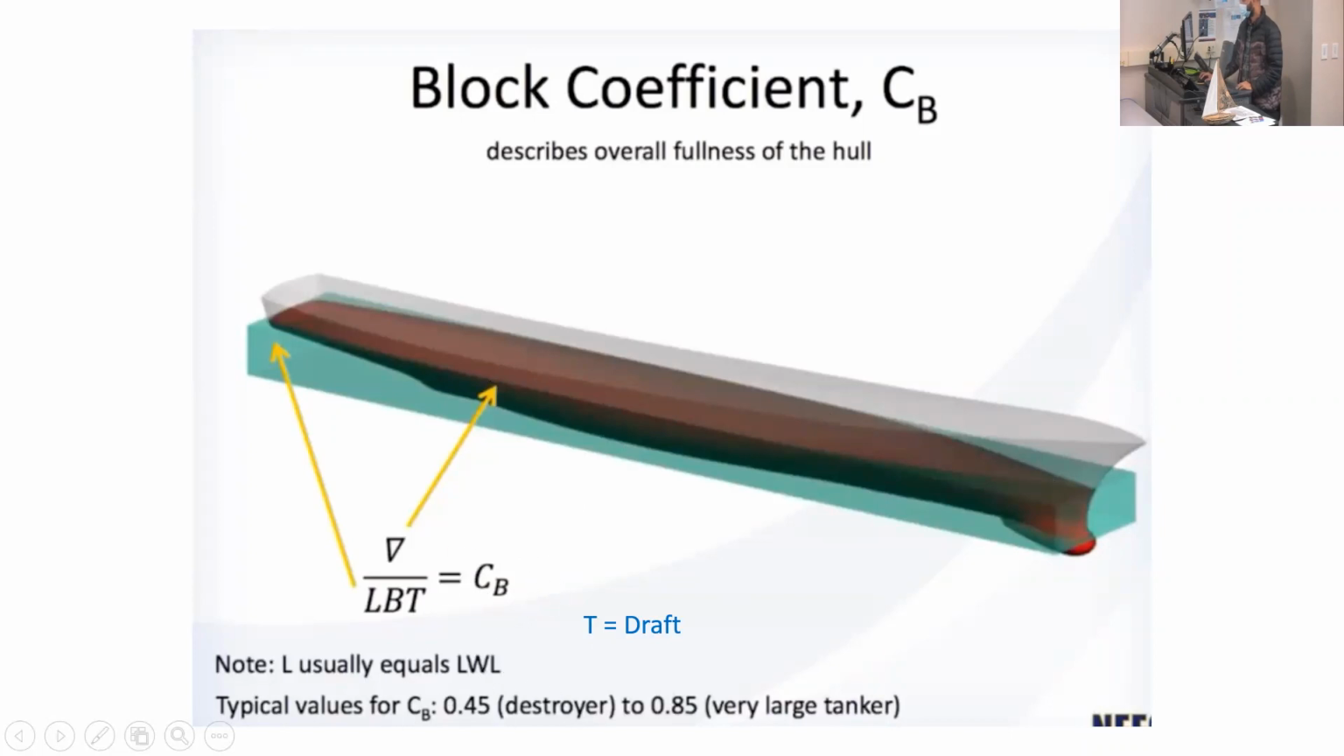Again, destroyer, only 45% of blocky volume. Tanker, 85% blocky.